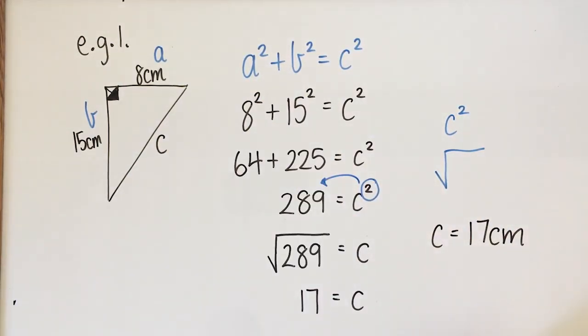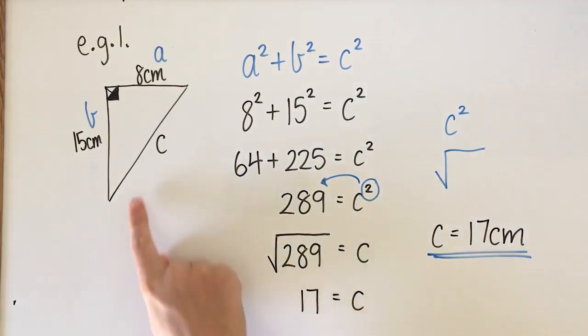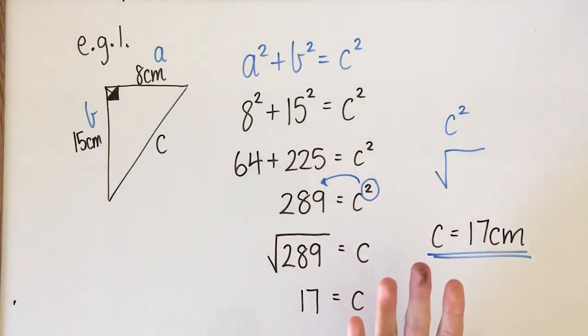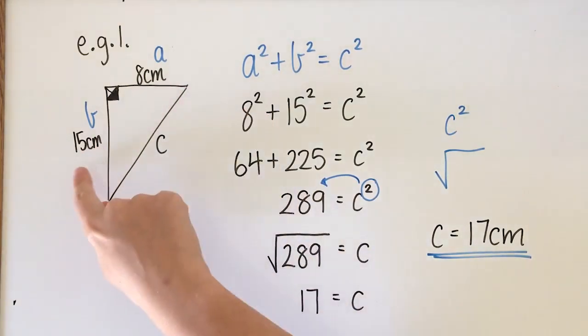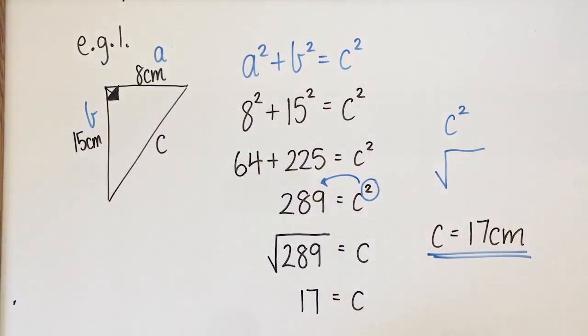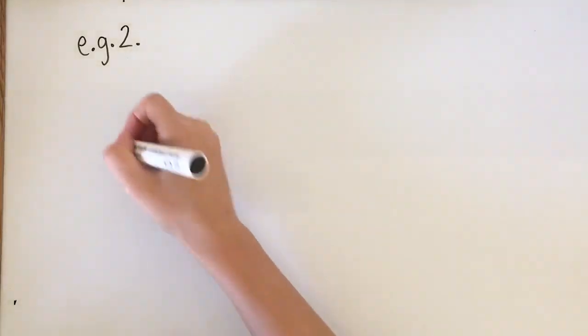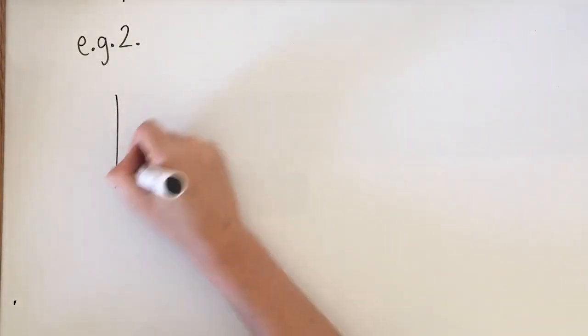The last thing you really need to do is check: does this make sense? Does 17 centimeters make sense in regards to this triangle? When I say does it make sense, C needs to be the longest side. So if I've got 8, 15, yes, 17 does make sense because it is longer than both 15 and 8. Also, it's not so big that it sounds stupid, like 289 would sound stupid, okay? So that's a way of checking, am I done? Okay, so this is going to be the next triangle that we do.